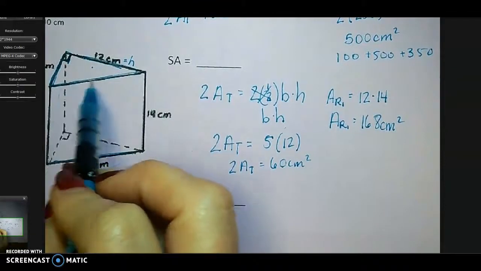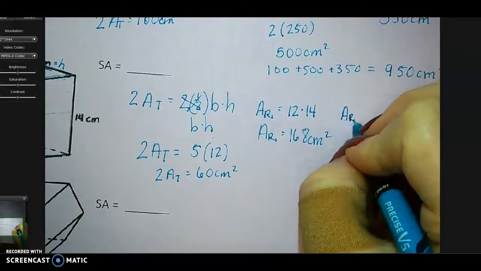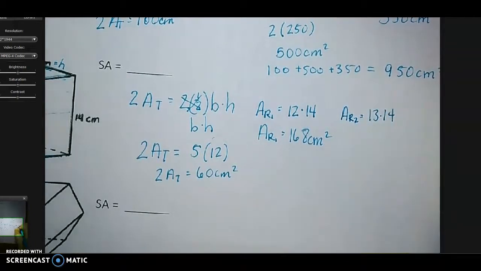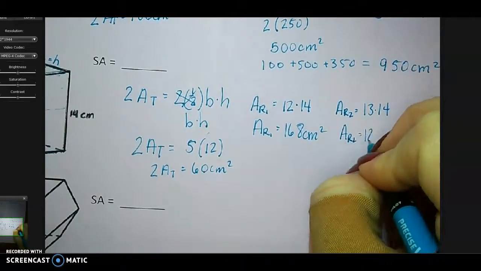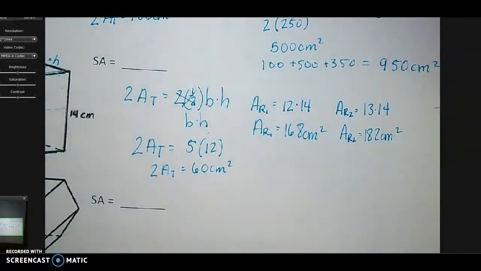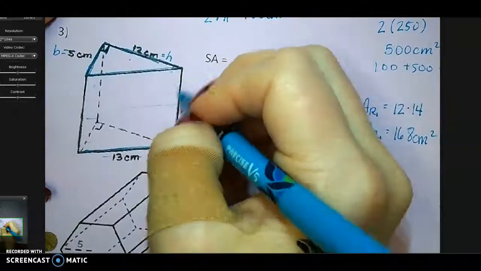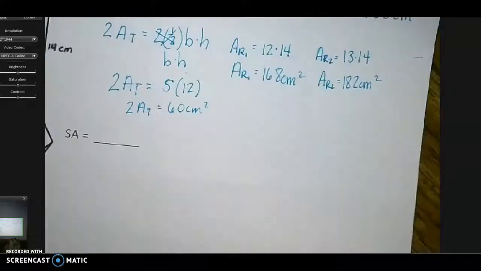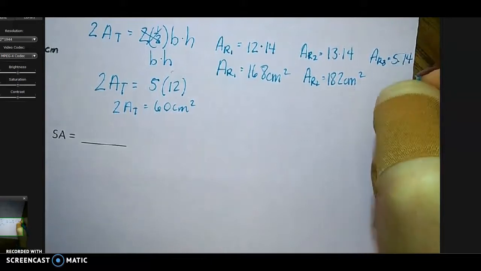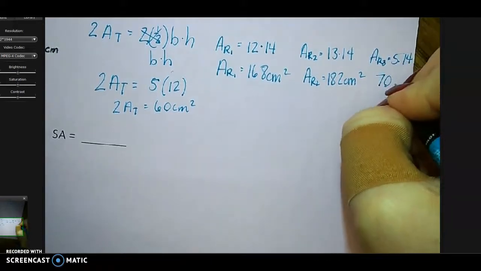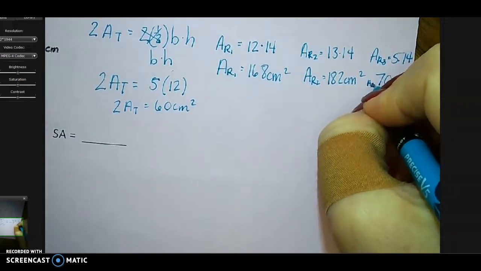The next rectangle is going to be this one up front here, which is 13 by 14. So the area of rectangle 2 is going to be 13 times 14, which is 182 centimeters squared. And then my skinny rectangle over here on the side is 5 by 14. So the area of my third rectangle is 5 times 14, which is 70 centimeters squared. And I'm going to fit that in there, squeeze it in.